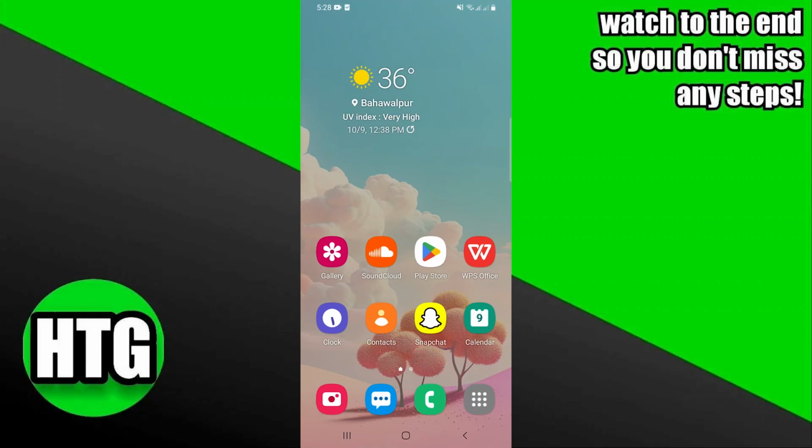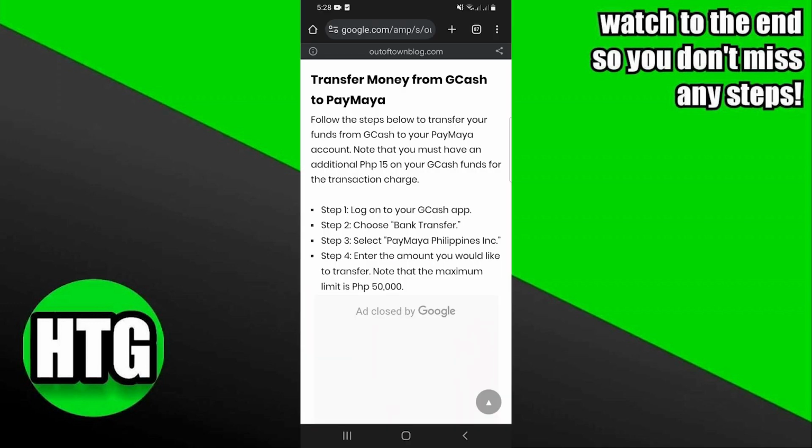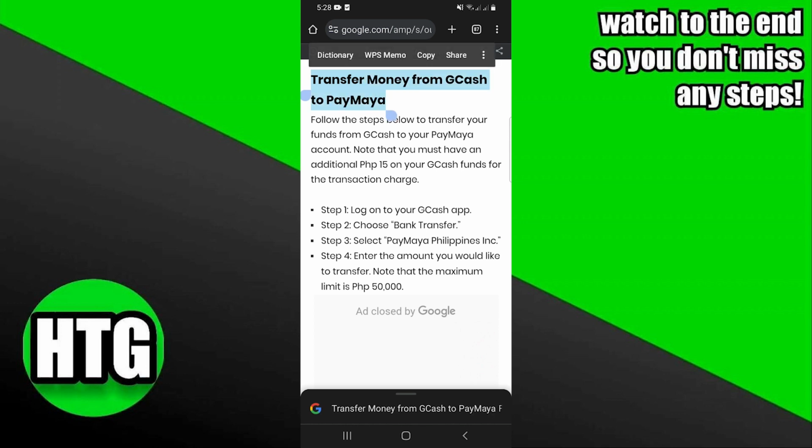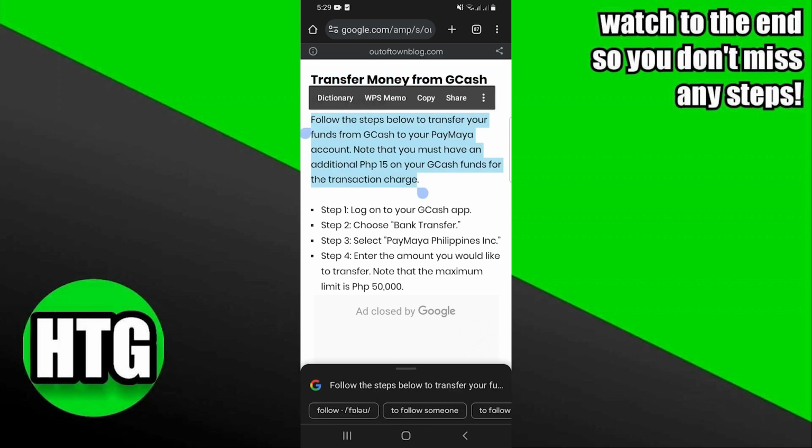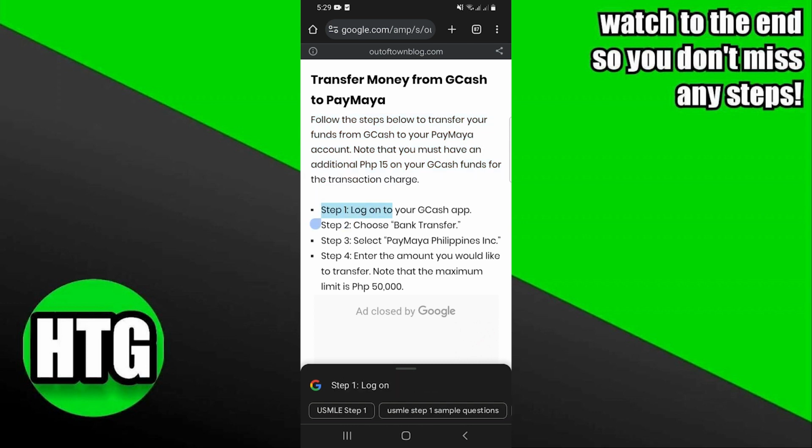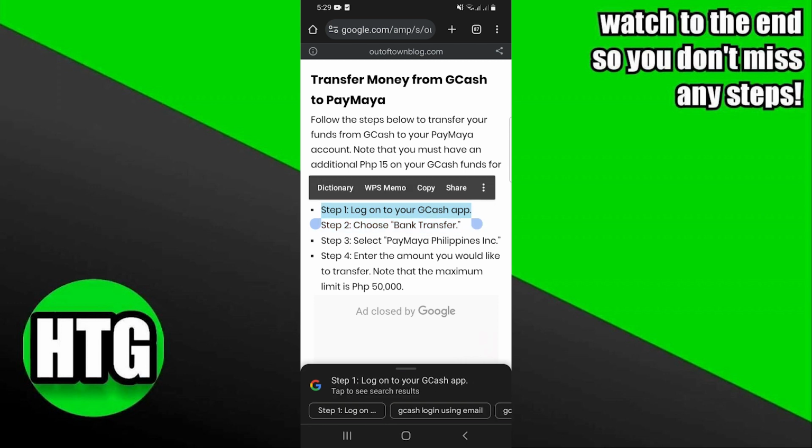Sending money from Gcash to Paymaya is very easy. Today I'm going to show you how to do it. To send the money, all you have to do is follow the steps below to transfer your funds from Gcash to your Paymaya account. Note that you must have an additional PHP 15 on your Gcash funds for the transaction charge.